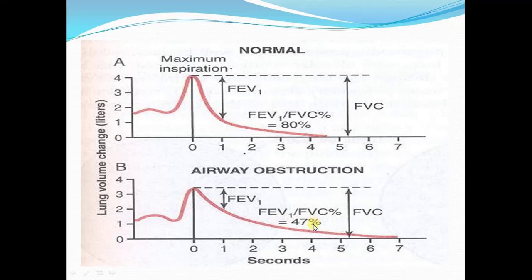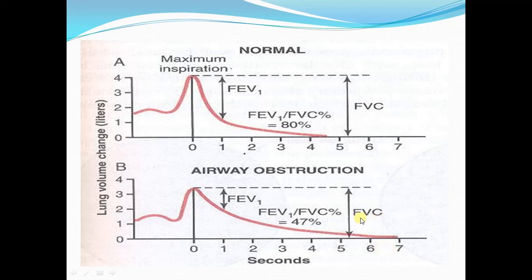And in this graph we can also see that forced expiration time is prolonged in patients of obstructive lung diseases. Normally it takes about 4 seconds to exhale out the forced vital capacity, while in patients of obstructive lung disease it takes more time to exhale out the FVC.